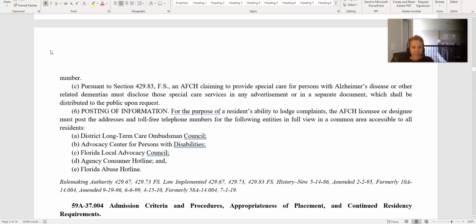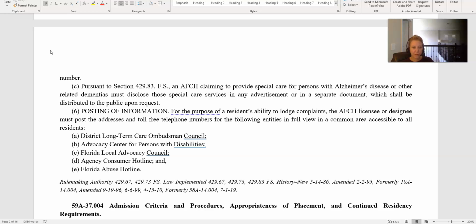An AFCH claiming to provide special care for persons with Alzheimer's disease or other related dementias must disclose these special care services in any advertisement or in a separate document which shall be distributed to the public upon request.